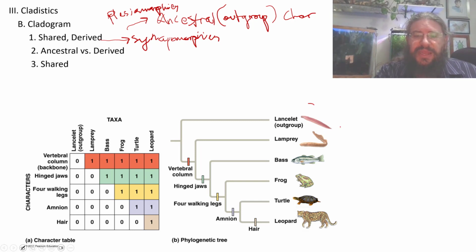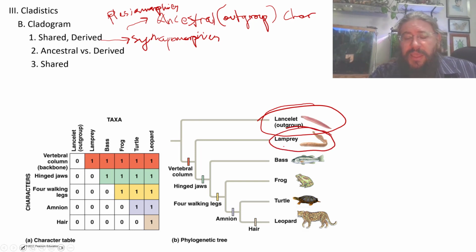So our outgroup is the lancelet. Here we have the lamprey. The lamprey is a very primitive chordate, or not chordate, but it's a very primitive vertebrate. It has no jaws. It has a cartilaginous head. It still has a notochord in addition to some cartilaginous bones in there. So it's very primitive, but the lancelet is our outgroup.